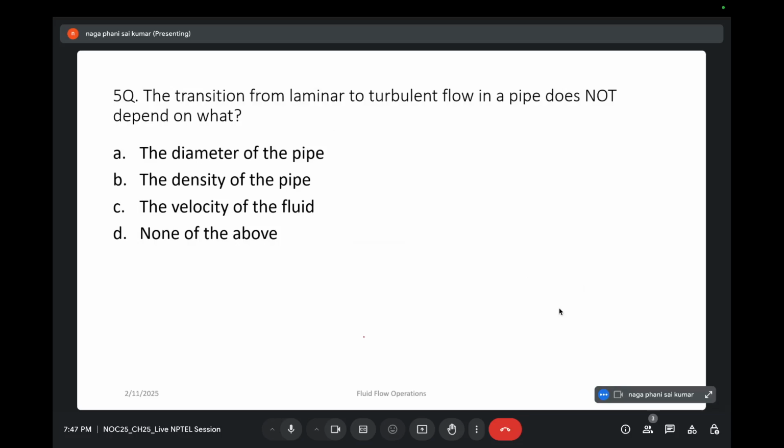Coming to the fifth question: the transition from laminar to turbulent flow in a pipeline does not depend upon the diameter of the pipe, density of the fluid, velocity of the fluid, or none of the above. What is RE? If you want a transition from laminar to turbulent flow, that means RE should be increasing, right? So what is the formula for RE? Density into velocity into diameter, divided by viscosity.